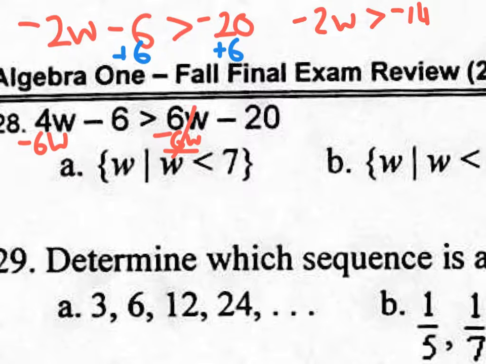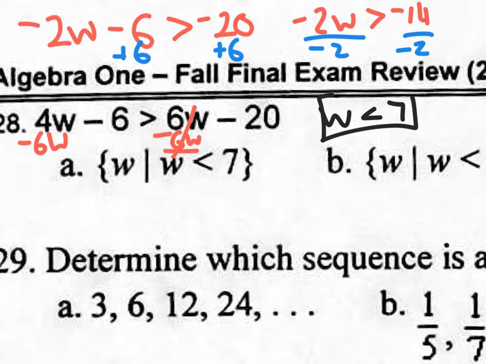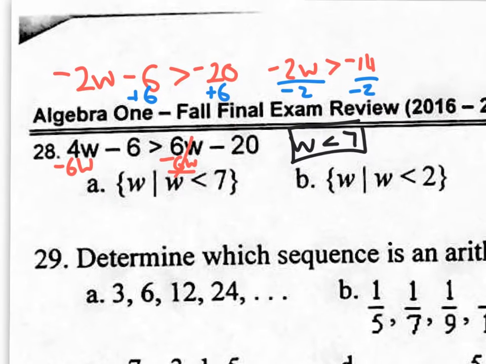So for my final step, I want to divide by negative 2, divide by negative 2. So W, you have to flip the inequality symbol, is less than 7. So your answer is that W is less than 7. Don't get scared with this notation. It's just saying that the answers for W are W is less than 7.